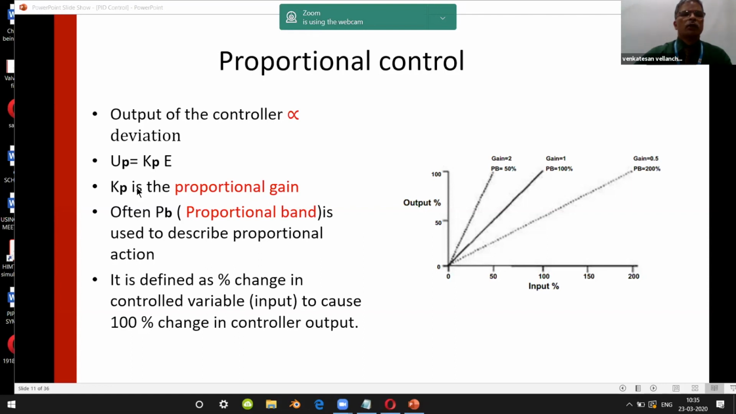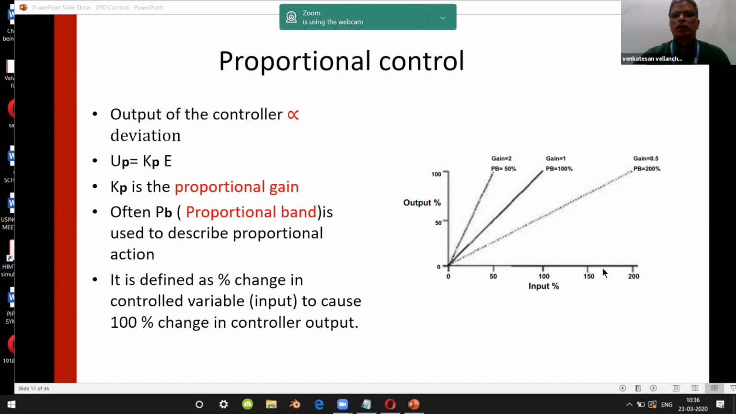Apart from having a setting called proportional gain, controllers can often have a setting called proportional band. The difference between gain and band is that one is the inverse of the other, so a large band means a low gain. The definition of proportional band is the percentage change in the controlled variable to cause a 100% change in controller output. Take water level control of a boiler as an example. Output changing by 100% means the feed valve goes from fully open to fully shut.